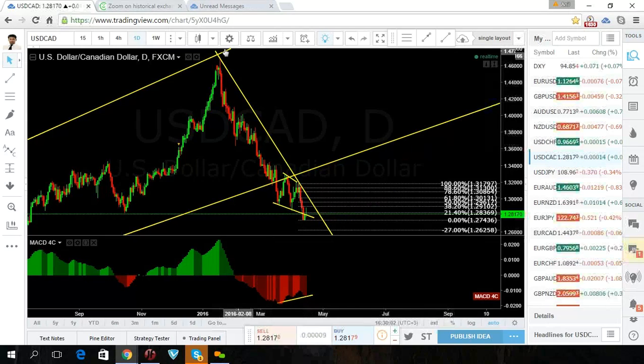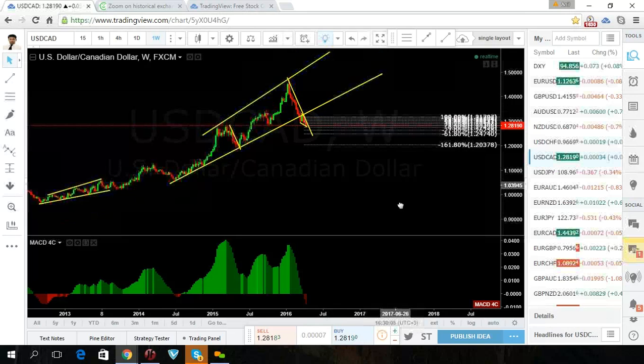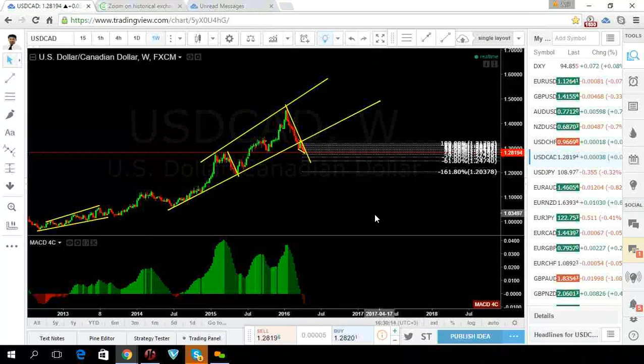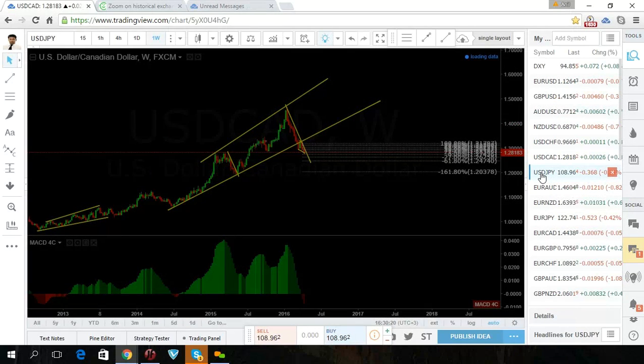CAD broke out to the downside. And that means any up move in the CAD will be a corrective structure. Any up move here will be happening, but it will be happening very slowly in a corrective structure for more down. So CAD upside we'll be ignoring. We're not interested in that very much. CAD to the downside we're interested in.